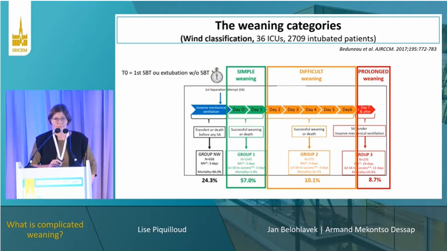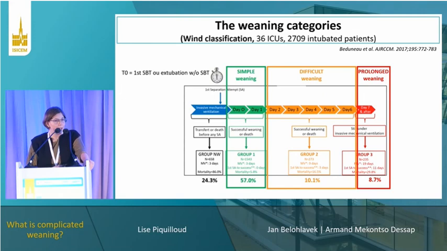And if we look at the weaning categories, we have this big series that was done in France some years ago. More than 2,700 patients were included during the weaning phase. And the authors categorized the patients depending on the time that was needed to go from the first attempt of separating the patient from the ventilator to successful weaning. And they found that the majority of our patients, 57%, were easy to wean and were weaned during the first day after the first weaning attempt. Those patients had low mortality, lower than 6%.